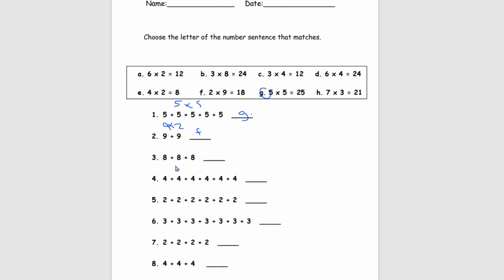For number three, we have 8 plus 8 plus 8. And we see that 8 shows up 3 different times. So that tells us that the answer of this one is going to be 8 times 3. So we can look for it, and we see for B, we have 3 times 8 equals 24. And so we know that for number 3, our answer is B.